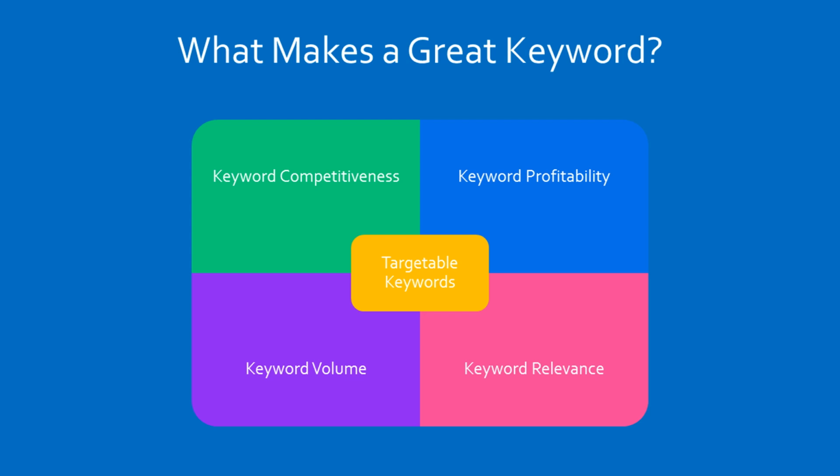And essentially, what we're looking for when we look for keywords to target is keywords that tick all of these 4 boxes. Reasonably low keyword competitiveness, reasonably high keyword profitability, good keyword relevance to your niche, and pretty good keyword volumes.